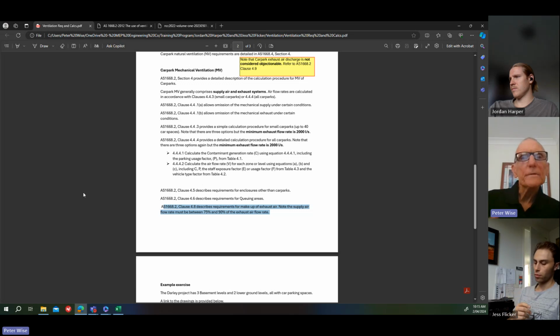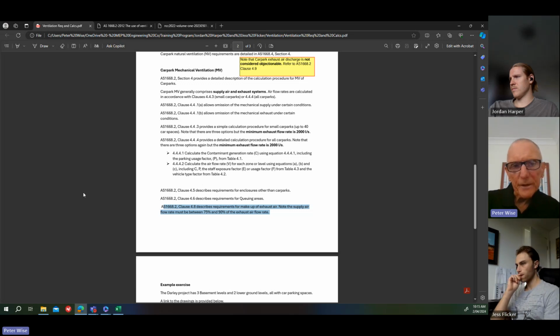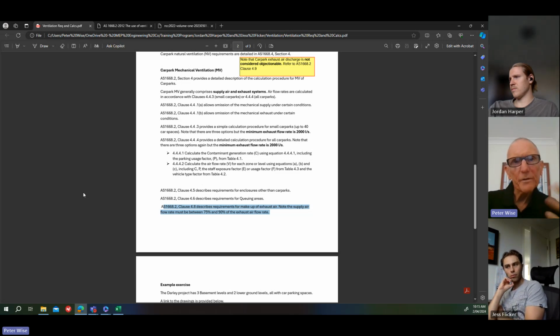But then you've got to have makeup for that exhaust. You know, we talked about air balance previously. If you've got an exhaust, where is the makeup coming from? And that's got to be considered. So you might have a supply air system, and where you've got a basement car park, you normally will have a supply air system. There'll be a fan and ductwork, which brings air from outside, pushes it into the car park, and then it gets exhausted out.